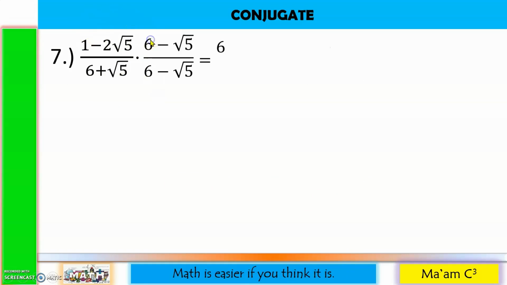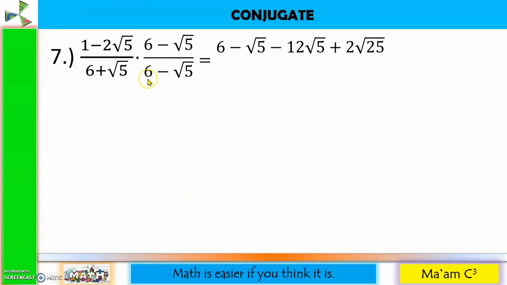1 times 6 is 6. 1 times negative square root of 5 is negative square root of 5. Negative 2 square root of 5 times 6 is negative 12 square root of 5. Negative 2 square root of 5 times negative square root of 5 is positive 2 square root of 25.